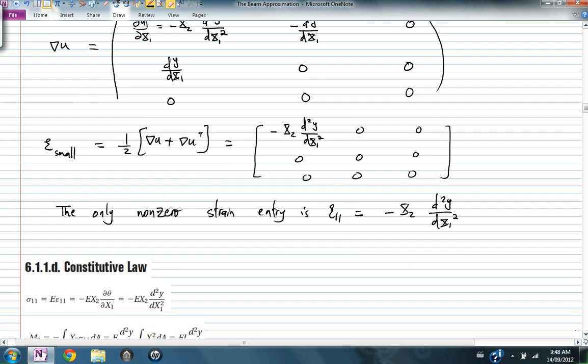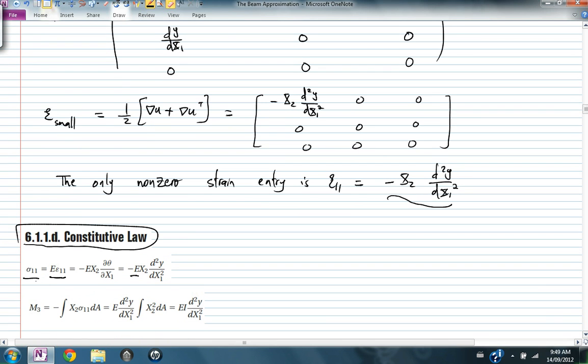So the equilibrium equation, the deformation assumption, and then the third thing we're going to look at is the constitutive law. In the constitutive law, we're ignoring Poisson's ratio. When we ignore Poisson's ratio, we assume that sigma 11 is equal to E multiplied by epsilon 11. And since epsilon 11 is the only non-zero entry, I don't have any other entries in the expression for sigma 11, so I end up with negative E multiplied by the strain, which is x2 d2y by dx1 squared.